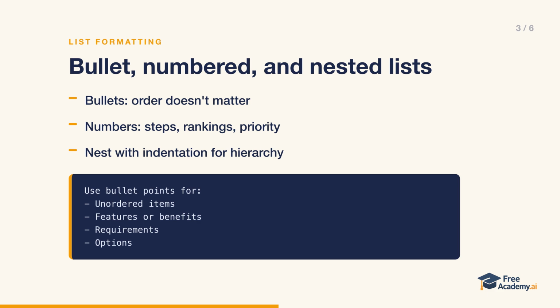You can also nest lists to show hierarchy. Start with a main point, indent a couple of spaces for sub-points, and indent again for a finer detail underneath. Nesting keeps related ideas grouped together so the structure mirrors how the information actually fits.